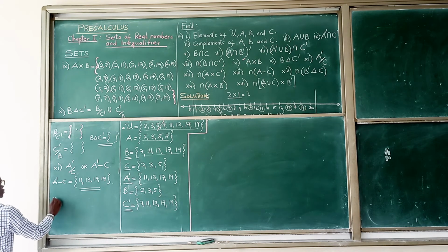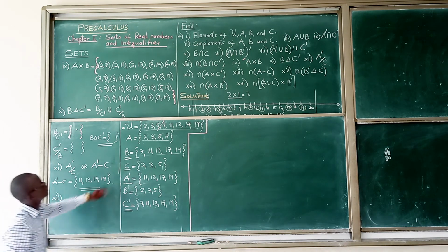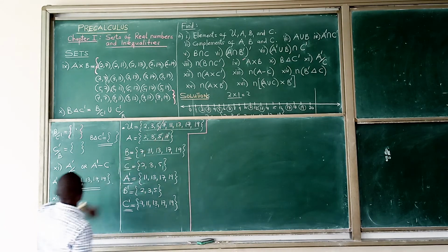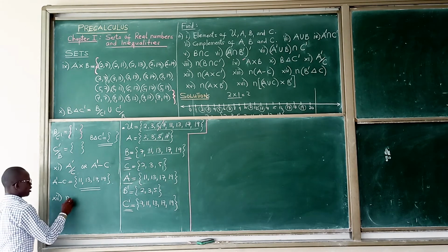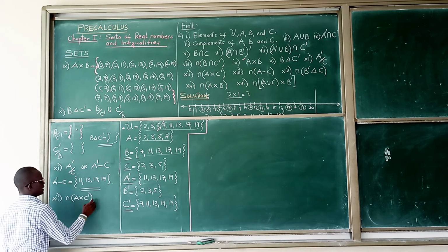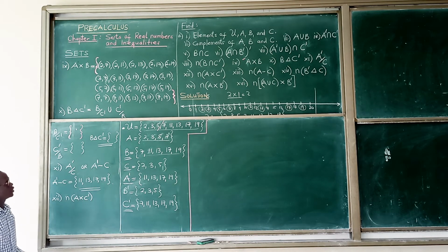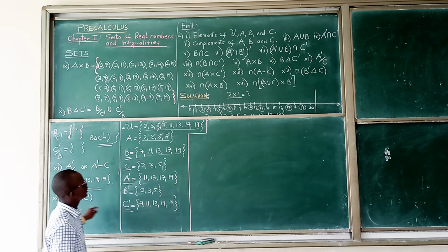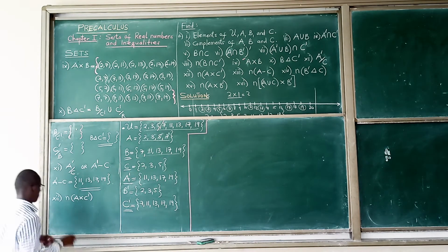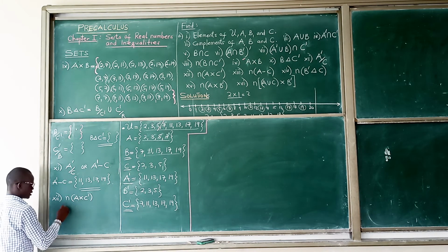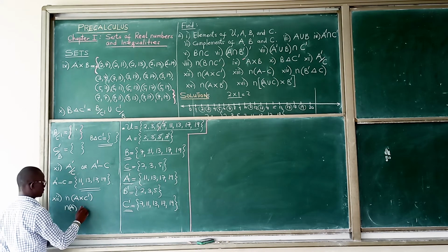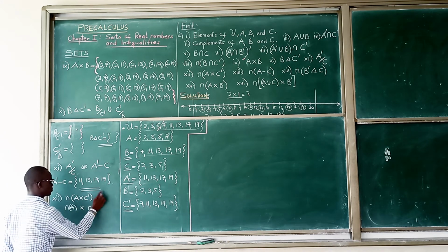So question 12. Question 12, we have the number of A cross C prime. The number of A cross C prime. Now, whenever you want to find the number of elements within a cross product, you just multiply. So this is just the number of A times the number of C prime.